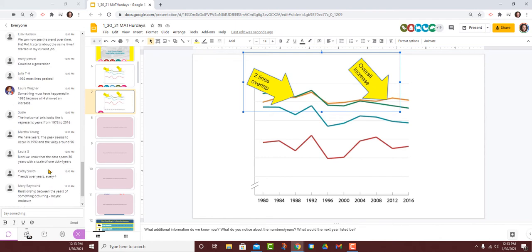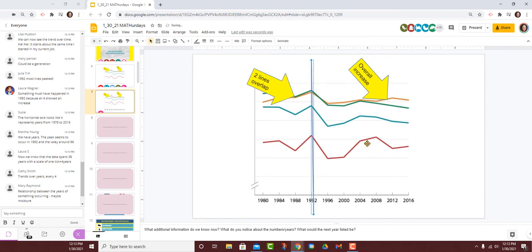Laura, you mentioned something about 1992. What's so special here and what do you notice? Hi, Teresa. I noticed that in 1992, all of the graphs had a spike or an increase. So I'm wondering if something must have happened, because that data point shows an increase across all four line graphs. Ah, so there's something powerful here.